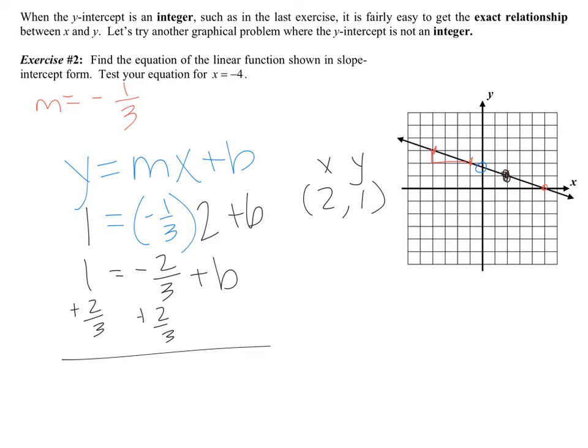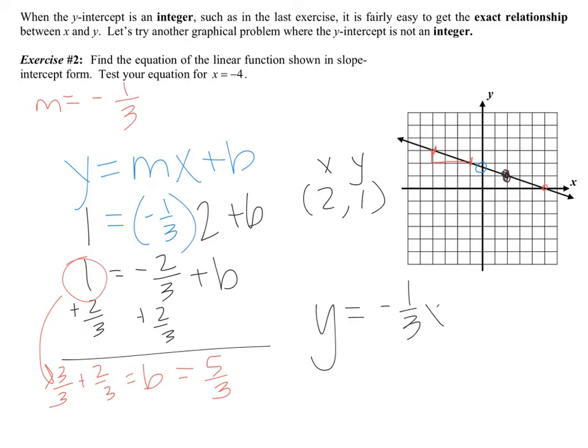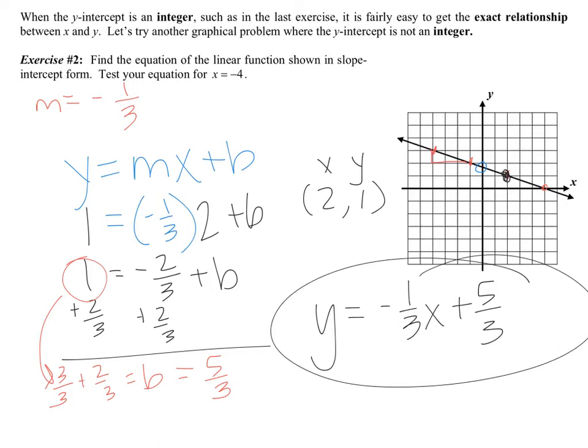Now I want you to keep this as an improper fraction. So we're going to take this 1 and we're going to make it a fraction of thirds. So 3/3 plus 2/3 equals b. So b equals 5/3. To write our whole equation now, y equals -1/3 x plus 5/3. So you'll notice that this is approximately 1 2/3 up the y-axis.